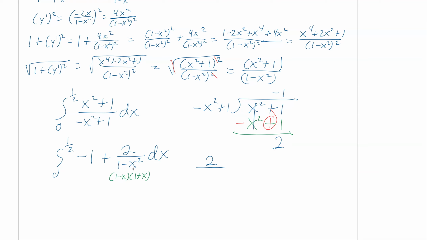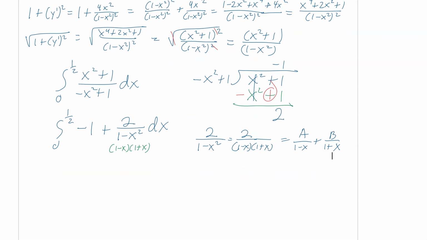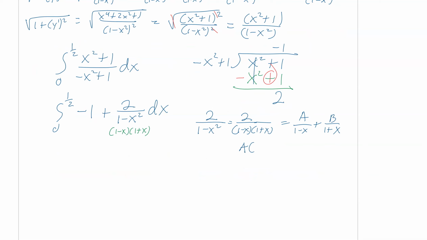All right, so we know our 2 over 1 minus x squared is really 2 over 1 minus x, 1 plus x. So we would use A over 1 minus x plus B over 1 plus x. And we keep cracking away. All right, so A times 1 plus x, B times 1 minus x is A plus Ax, B minus Bx, and they have to add up to give us 2. So just the coefficients, the constants I mean.